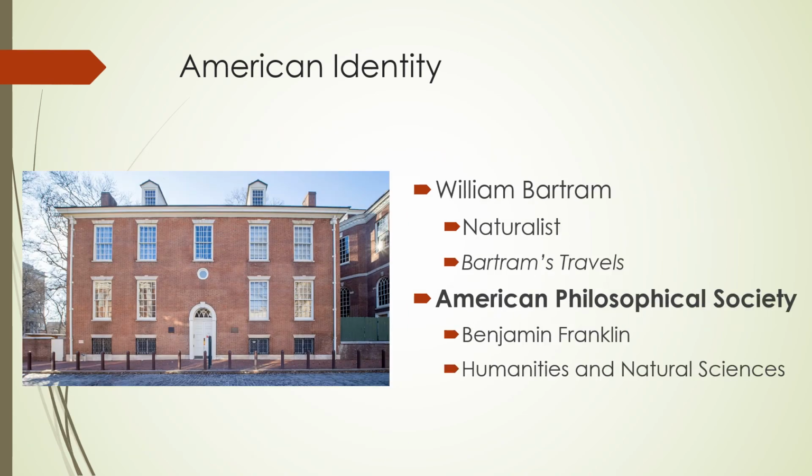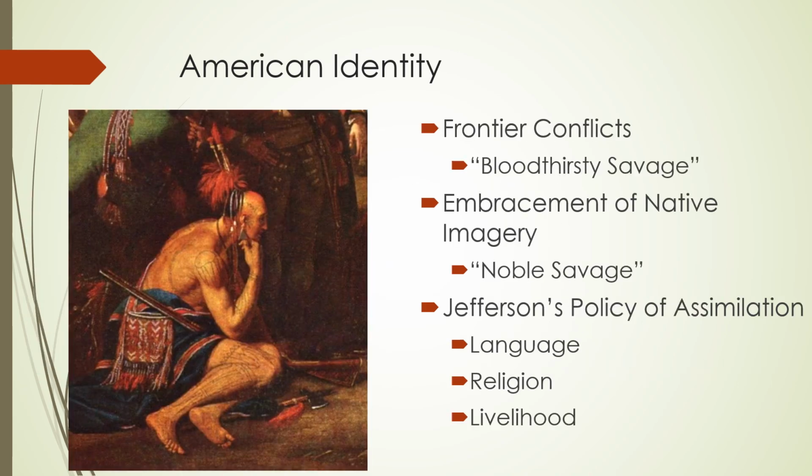Another writer, William Bartram. He wrote Bartram's Travels. He was a naturalist. So a naturalist is sort of like an 18th, 19th century biologist. He studies plants and animals and writes about them. And then Benjamin Franklin founded what was called the American Philosophical Society. So he wanted to promote American scholarship in the humanities and the natural sciences. And so his American Philosophical Society was the foundation for that.